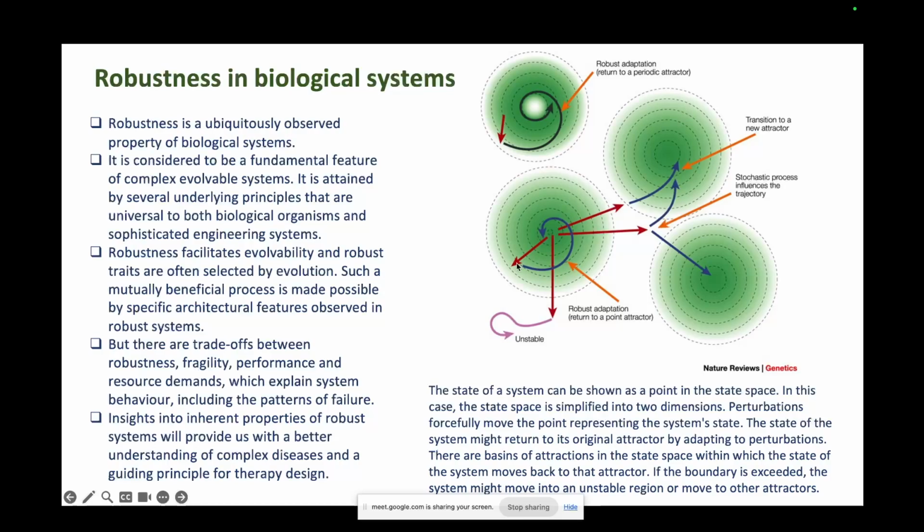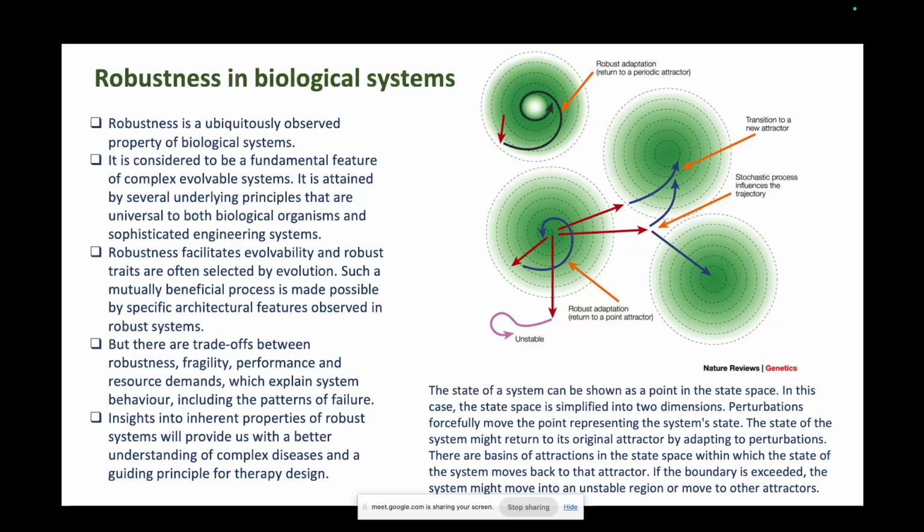This is showing robustness. But if you move it here and here, it goes to another steady state. These are different steady states compared to this one. So if you move it farther along, it moves to another steady state. The state of the system might return to its original attractor by adapting to perturbations. These are the basins of attraction in the steady state within which the state of the system moves back to the attractor. If the boundary is exceeded, the system might move into an unstable region or move to other attractors as well.